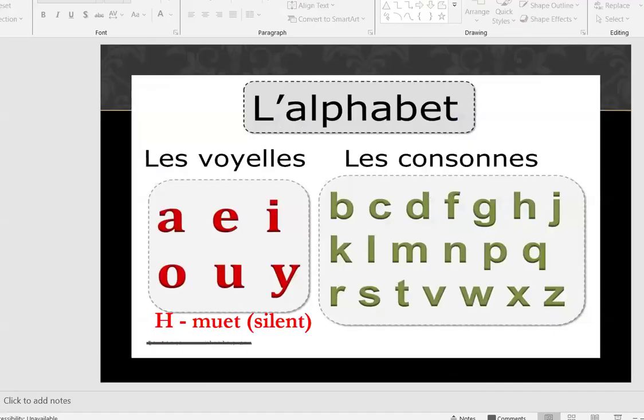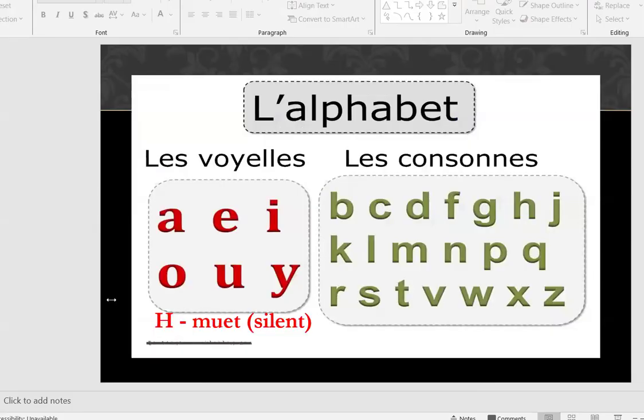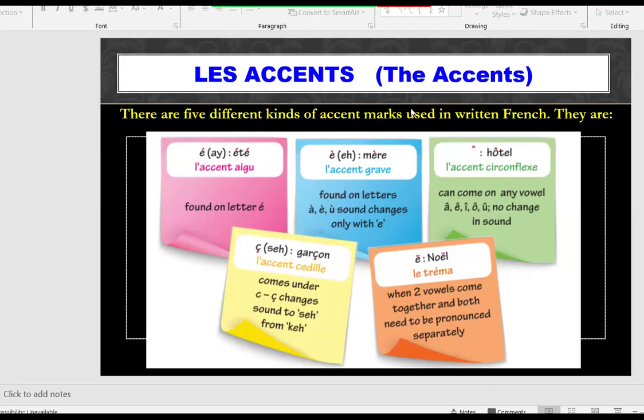Okay, so last time we did the alphabet. We also did les voyelles, les consonnes. Now today I'll be explaining the accents to you. Okay, now in French we have this thing called accents. There are 5 different kinds of accent marks used in written French.